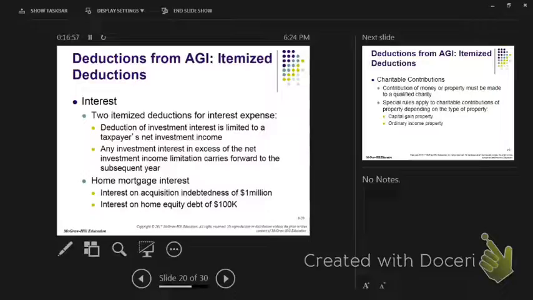Line 14 is the 2 top things up here, this itemized deduction for investment interest, right? That is when you have investments, which is nice. You can deduct the interest, but it's limited to your investment income. You cannot deduct more interest than your income coming in, which sounds about right. Any investment interest in excess of the investment income limitation carries forward to the next year.